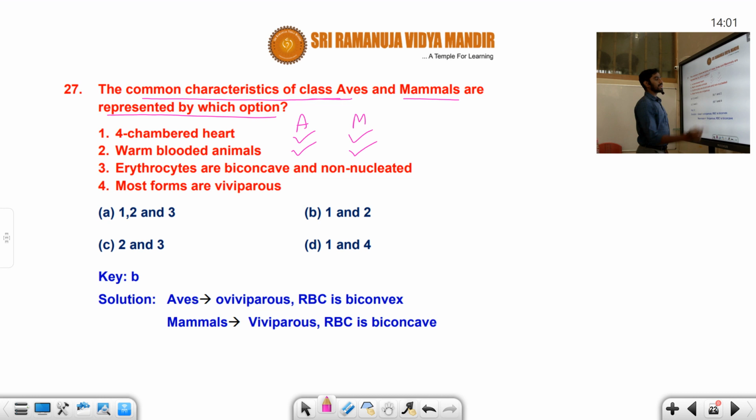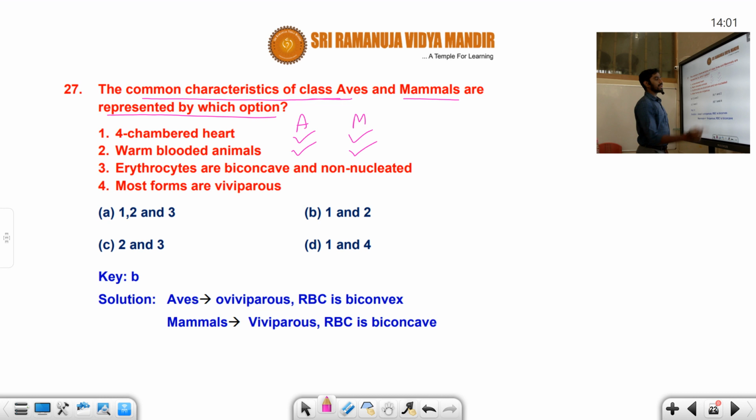And most forms are viviparous. It is not applicable for Aves, it is applicable to mammals. So students, the first and the second points are the two common characteristics of both classes, Aves and Mammalia. So the 3rd and 4th are not at all correct. So what is our correct option? B is the correct option. So for 27, B is the correct option now.